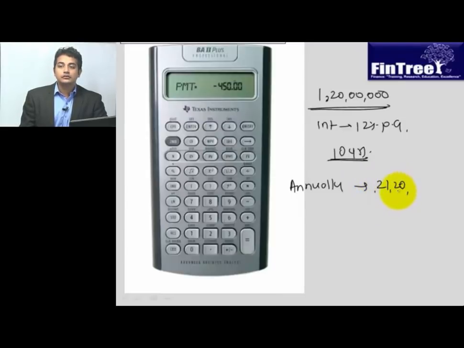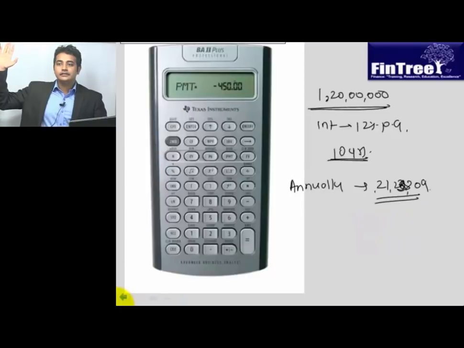20,000, 807. Okay. So 21 lakh, 20,809 is your annual installment. 23,000. Okay. 21,23,809. Yes, anyone else? Anyone else with a different answer? How many of you are getting this answer here?